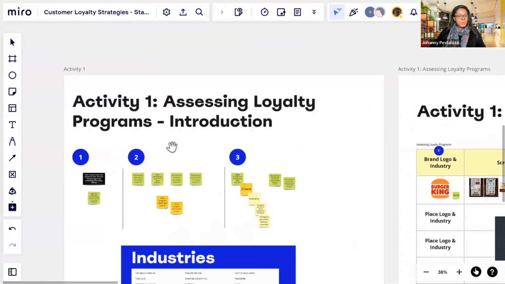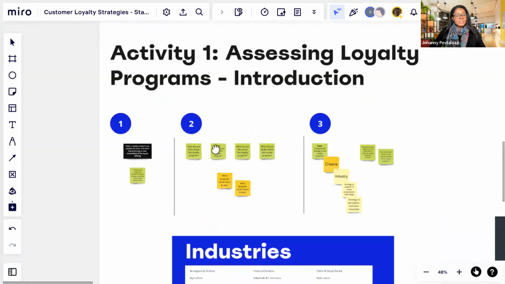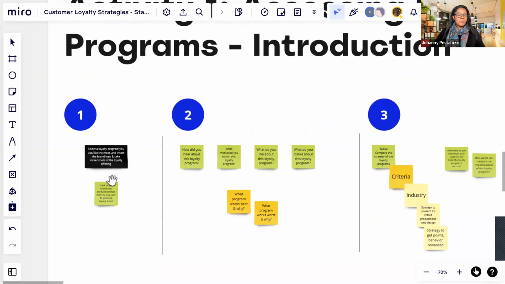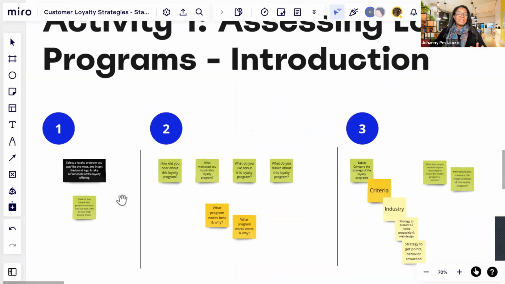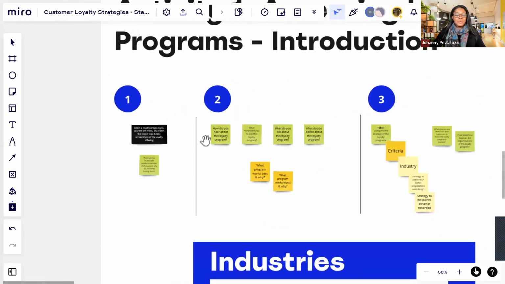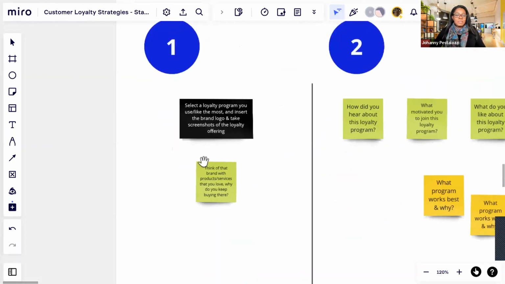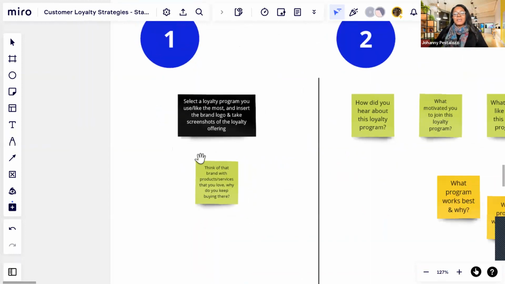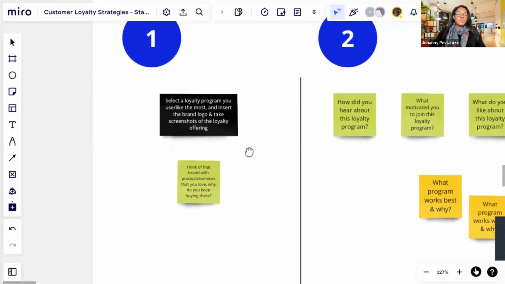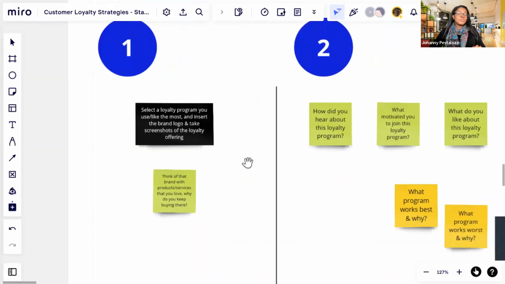As I mentioned, we have two sections of the workshop. In this first one, we're going to focus on the brands that we regularly use. This is divided in three parts. I will give you an introduction of what we will do, and then I will present the tables that we will be using. The first part is that you think of a brand that you regularly use. Let's say when you go shopping, that could be groceries, clothing, anything that you like buying in the retail sector. And then you will find a logo of that brand and take some screenshots of their website, specifically the loyalty part.